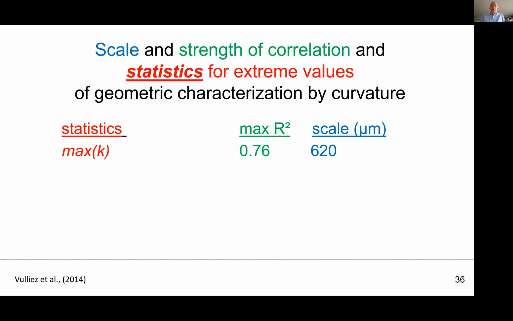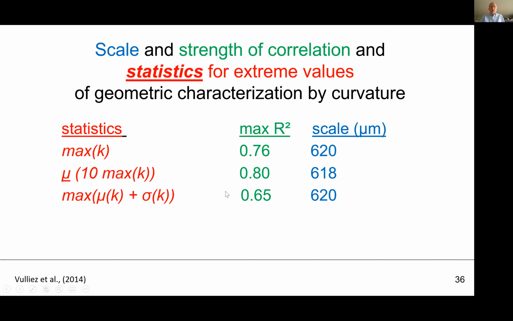We were happy with that, but we thought we could do better, and maybe just the maximum curvature along a profile wasn't enough. So we thought, well, let's take the average of the 10 greatest curvatures, and we did a little better. Scale changed slightly. Then we thought, well, maybe variance is important, because we're just looking at one profile, and clearly what's going to be the most dangerous would be a valley that's running along the profile. So maybe we ought to look at variance as well. And we threw that in, and it got worse.